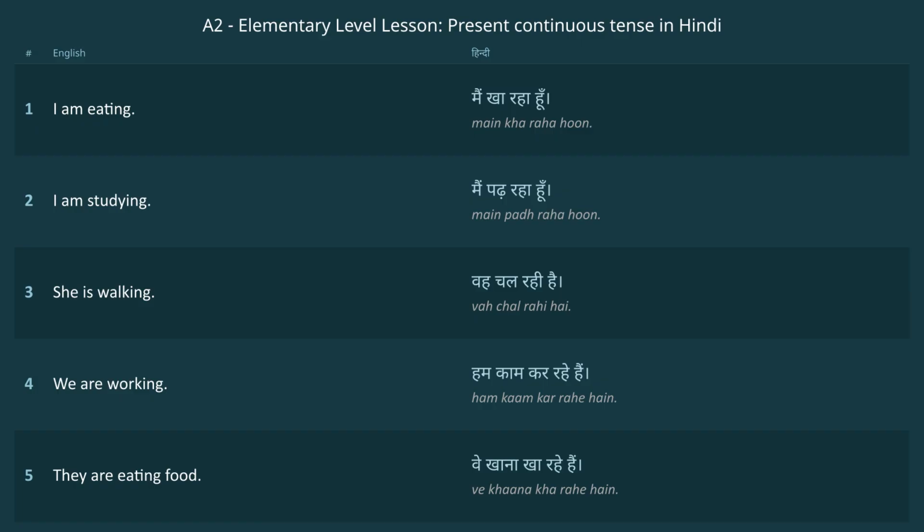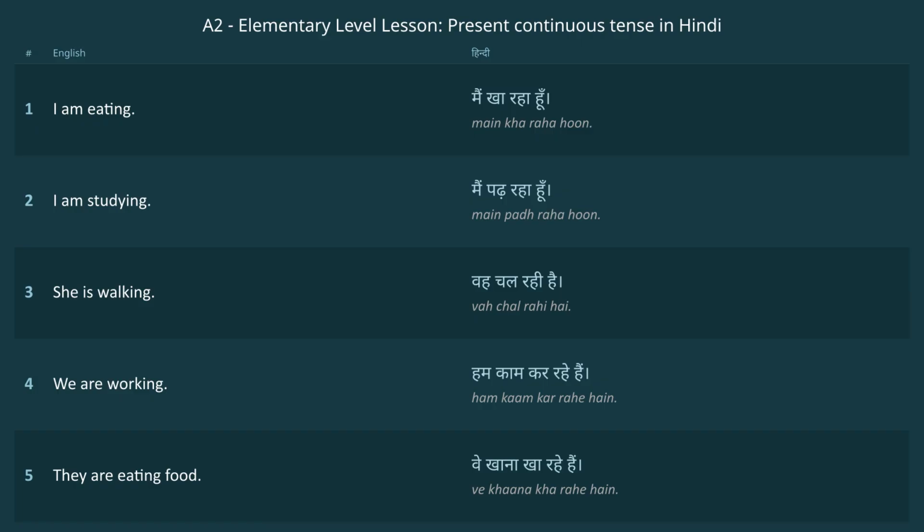Mistake 2. Mixing gender endings. For example, a female speaker saying मैं पढ़ रहा हूँ. Nope. If the speaker is female, say मैं पढ़ रही हूँ. Same with she. वह जा रही है, not जा रहा है. Mistake 3. Using singular where plural is needed. For we are working, don't say हम काम कर रहा है. That's a traffic jam of endings. Use plural agreement. हम काम कर रहे हैं.